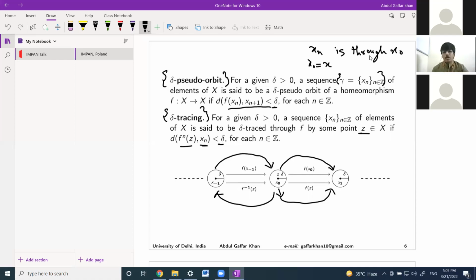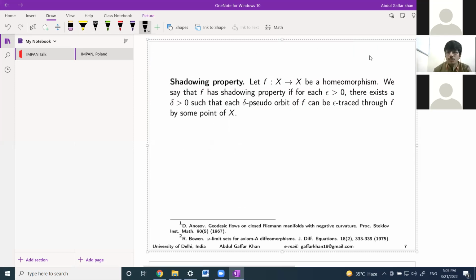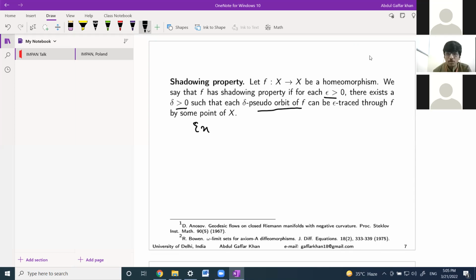And when we consider F to be a continuous map instead of a homeomorphism, the indexing of sequences is over n greater than or equal to 0. Although the notions will be called delta pseudo orbit and delta tracing, as it will not create any confusion. A homeomorphism is said to have the shadowing property if for each epsilon we can find a positive delta, so that every delta pseudo orbit of F can be epsilon traced. The examples that we have discussed for expansive homeomorphisms earlier, all of those examples have the shadowing property as well.